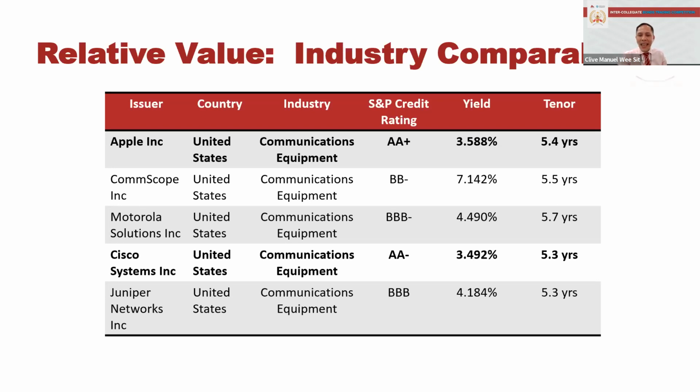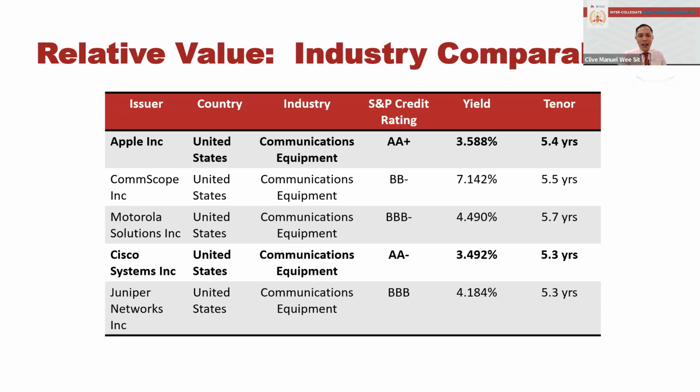So in this case, what I did was to find what particular names in this sample have a similar credit rating. And I've identified Apple as well as Cisco having a similar credit rating. They are both under that AA credit rating space. Not necessarily the same because one is AA plus and the other is AA minus. However, you can consider them comparable.